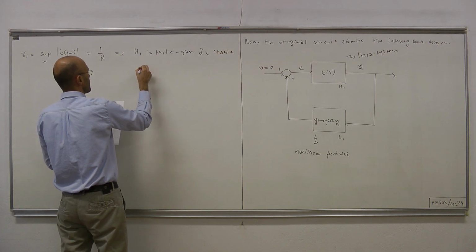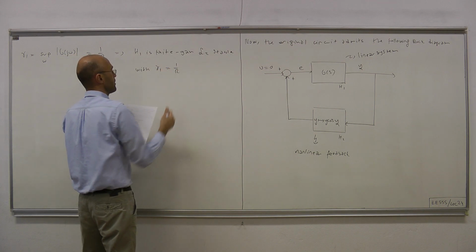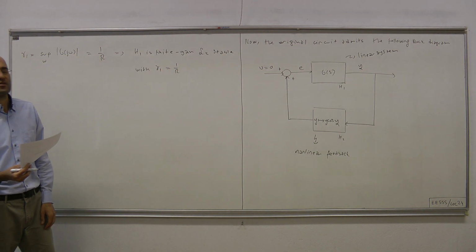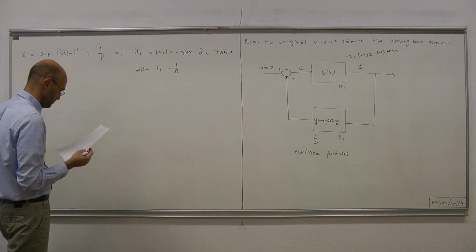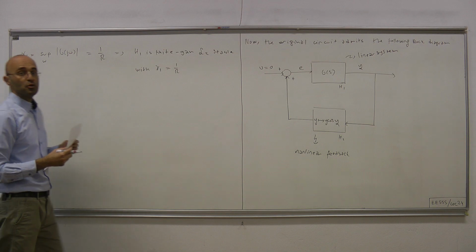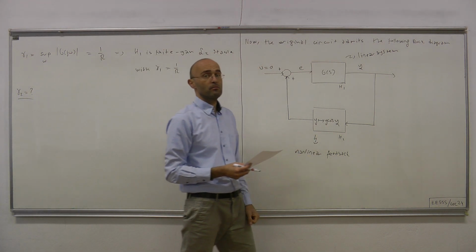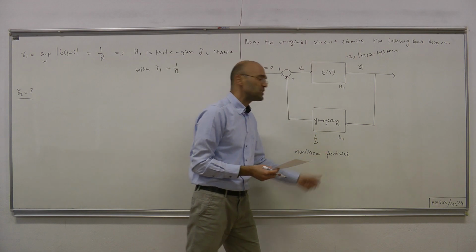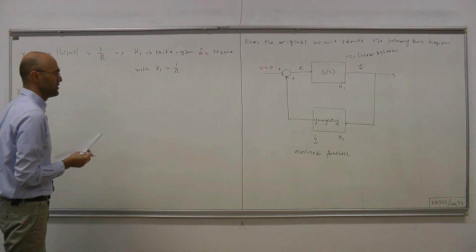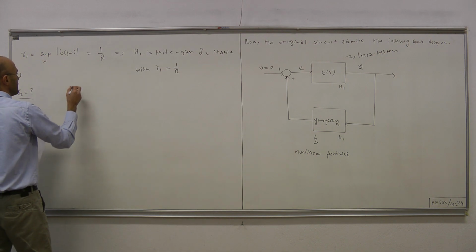with gain 1 over R, or the conductance of the resistor. How about gamma 2? That is, whether this is finite gain L2 stable. Also, if it is, what's its gain? Since it's a static map, it's not that difficult to see what the gain is.